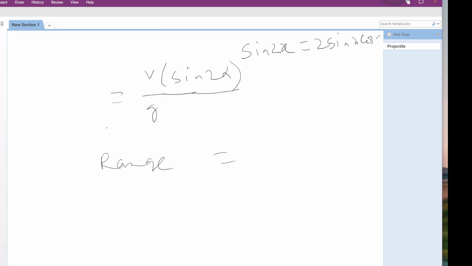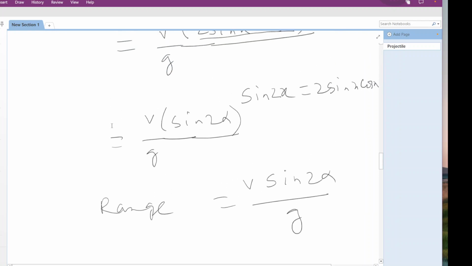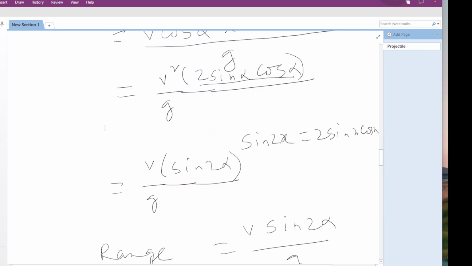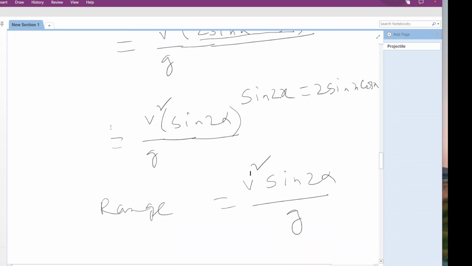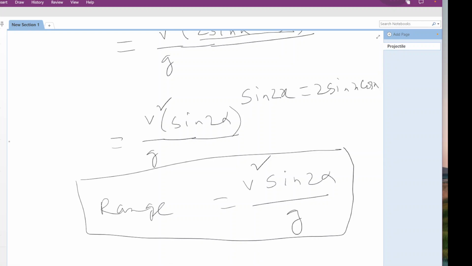Range equals v sin 2 alpha by g. Sorry, I made a mistake. It is v square sin 2 alpha, so the range is v square sin 2 alpha by g. This is the range.